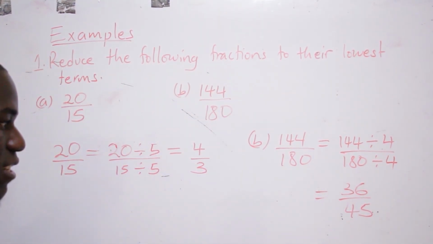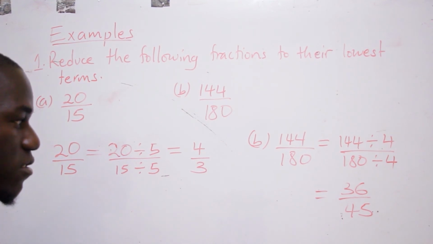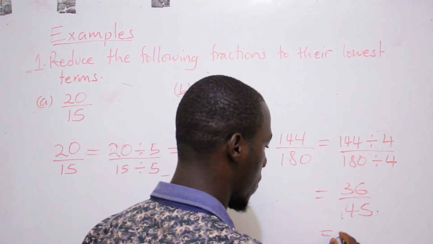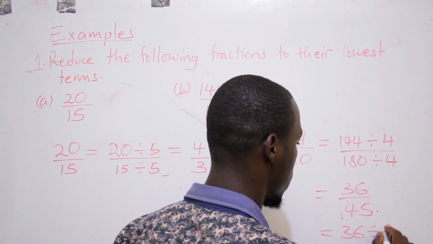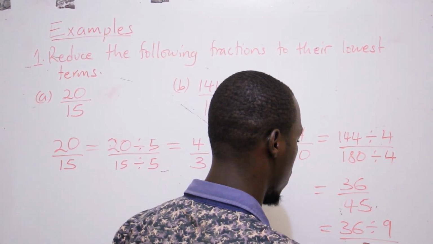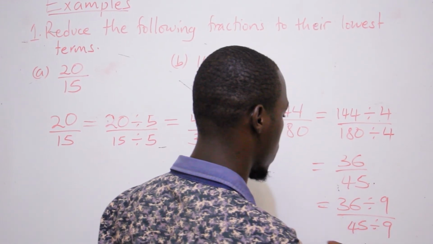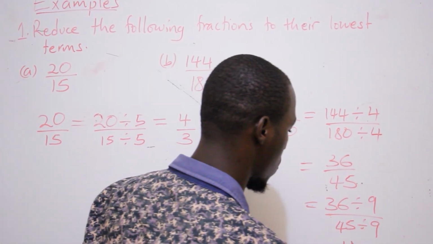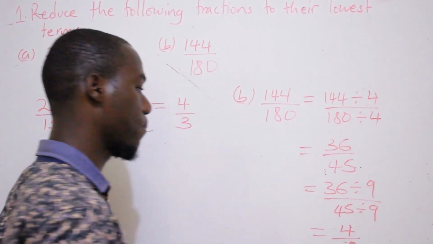Then when you look at 36 and 45, what is the common number? It is 9. So I divide 36 by 9, and also 45 by 9. So when I divide the numerator, I get 4. In the denominator, I get a 5.